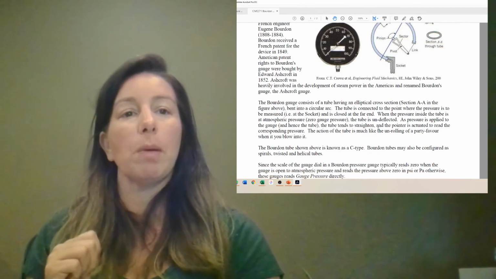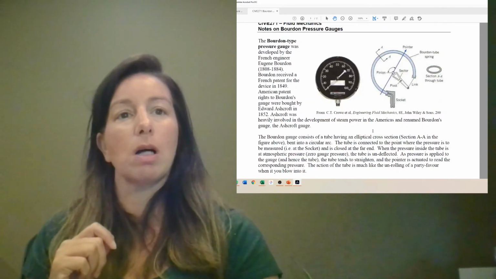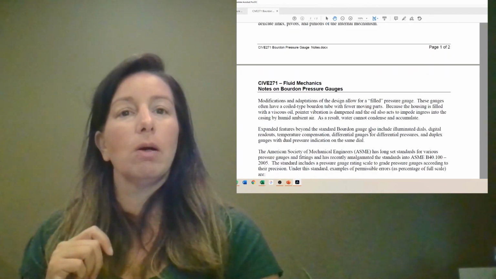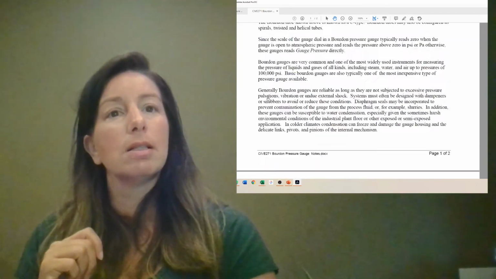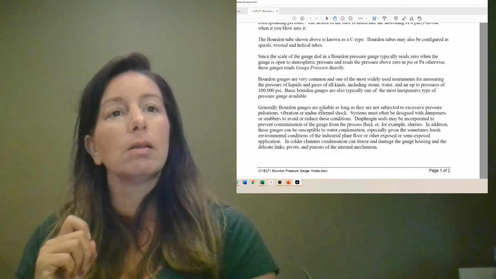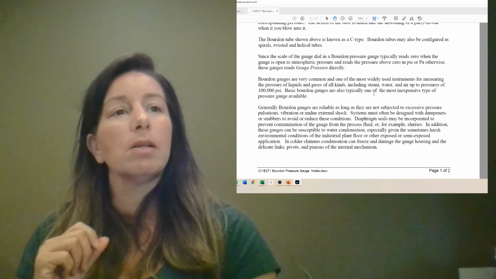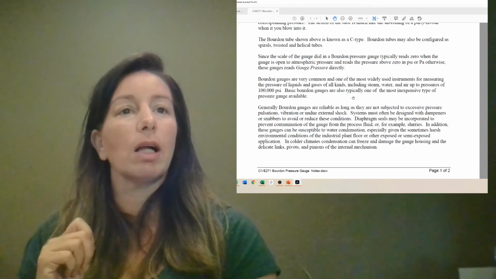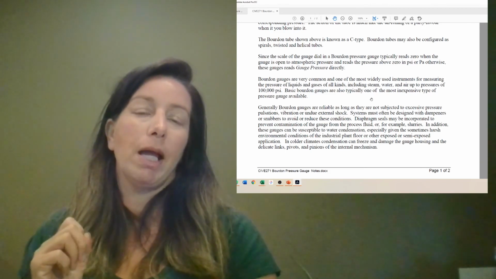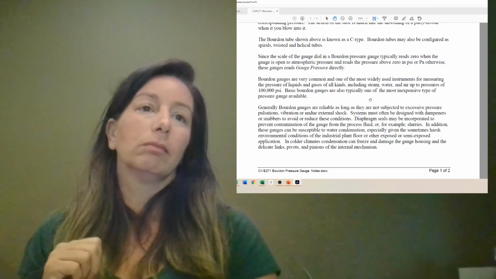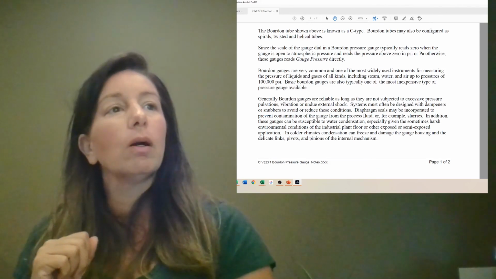So the one shown above is a C-type. It's probably the most common one. You guys can go into that in the reading. They are used widely for pressure of fluids and gases of all kinds: steam, water, and air, up to pressures of 100,000 psi. They're inexpensive, yay.